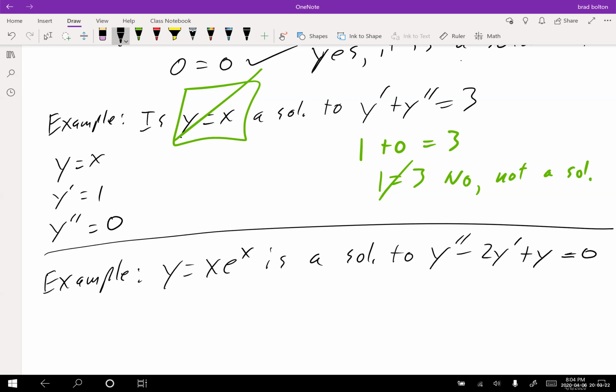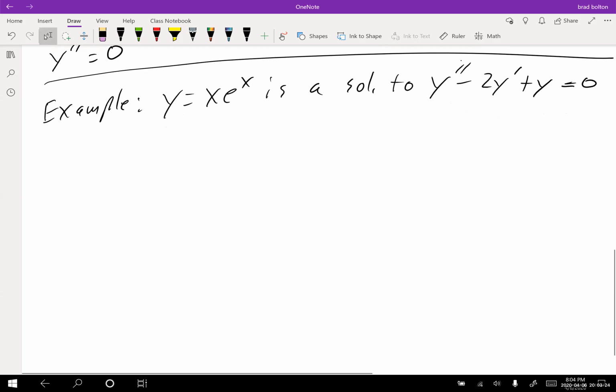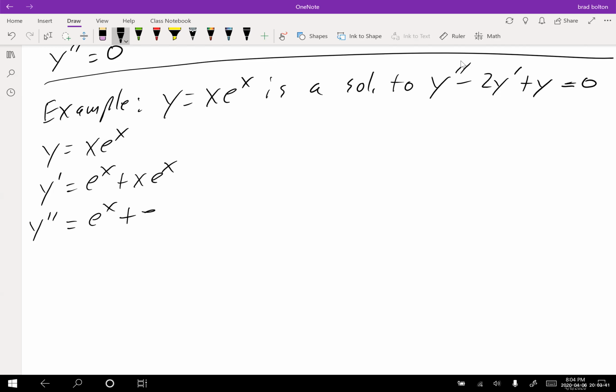But in order to get started, we have to first say, well, if y equals x e to the x, then y prime is equal to e to the x plus x e to the x. That's just the product rule, right? And then y double prime is equal to e to the x plus e to the x plus x e to the x. Double check my work on that, but hopefully we're good. So this becomes 2e to the x plus x e to the x. Okay. So now let's plug it in green.